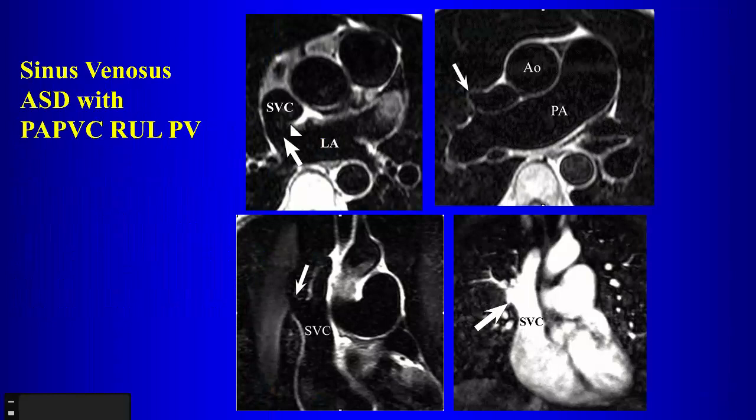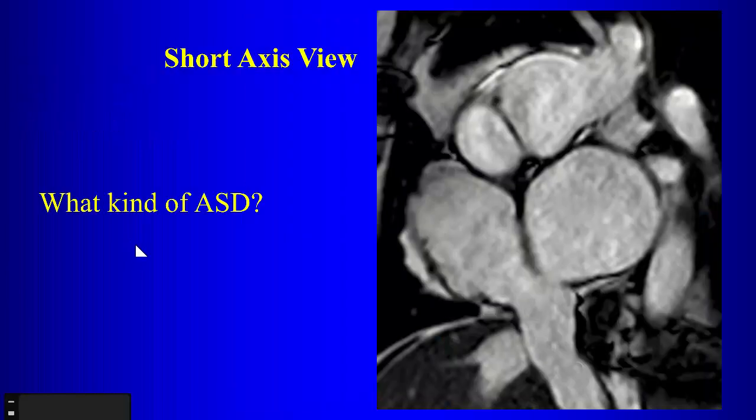Now, more examples on MR. There's the SVC, there's the defect. Start looking at all your pulmonary veins, and you might see some like this going into the superior vena cava, okay? Or even into the right atrium. So they can go into the SVC or the right atrium. So what kind of view is this? Short axis. That is a short axis, right?